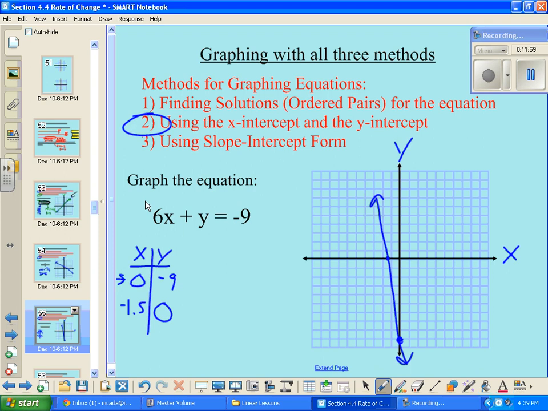Let's say we're going to use slope-intercept form. If I want to use method number 3, that's fine. I can definitely do that, but I have to get this equation arranged the correct way. I have to get it in slope-intercept form. How would I do that for this problem?